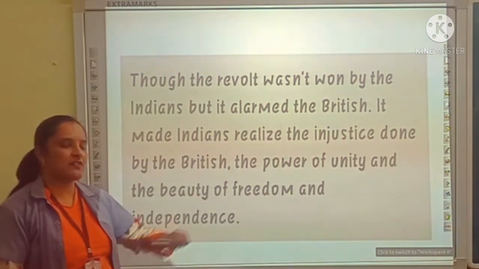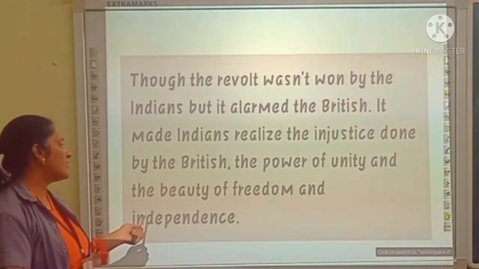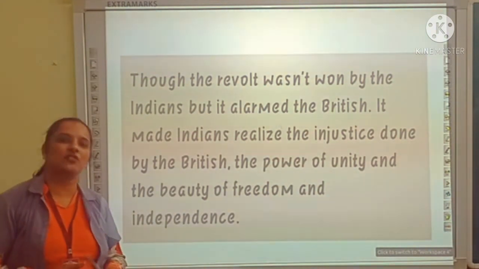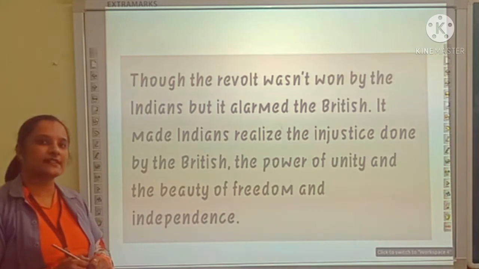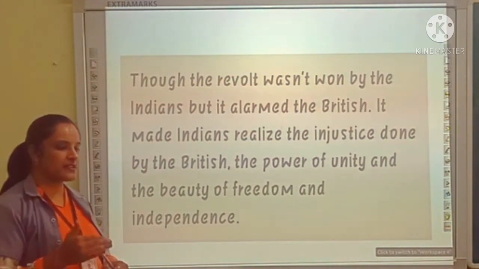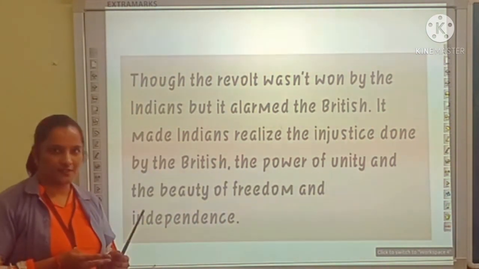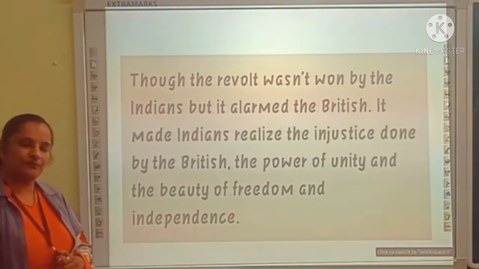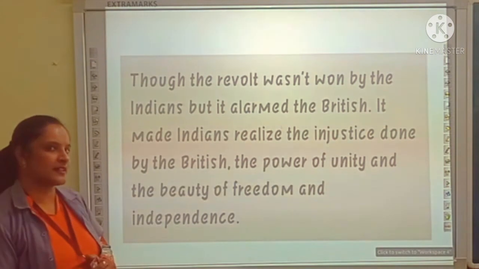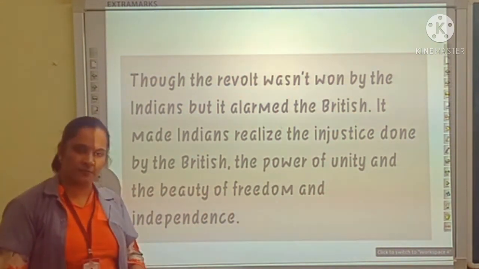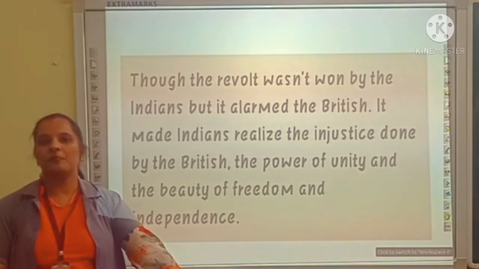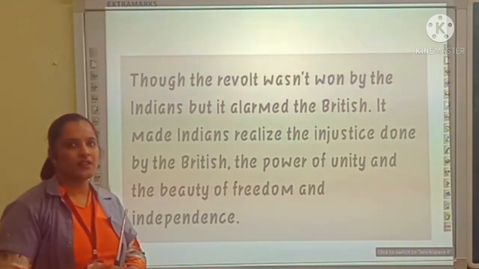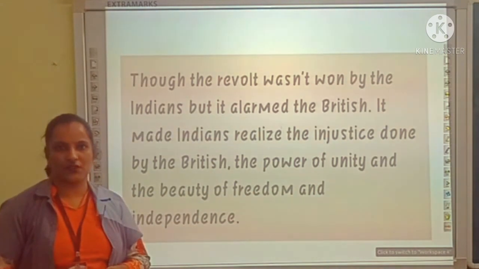They understood the power of unity and the beauty of freedom and independence. That if we get freedom and independence, we can enjoy so much. If we let the British Raj continue, they could not enjoy their freedom and independence. And the British also got an alarm that India would not be in their control for much longer. So the East India Company ended and they appointed a viceroy.